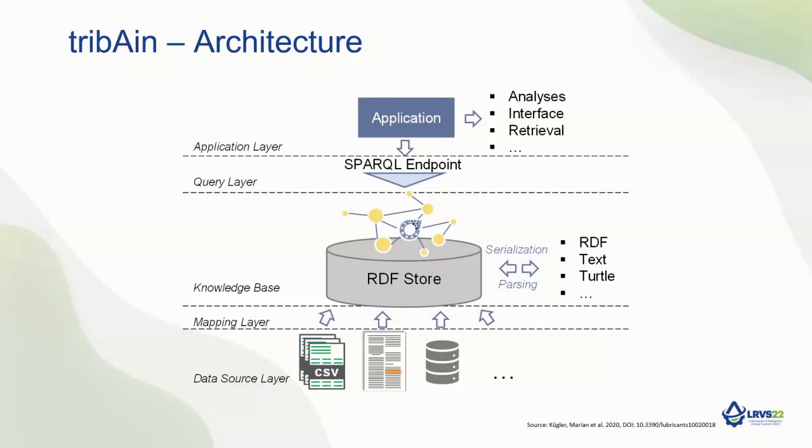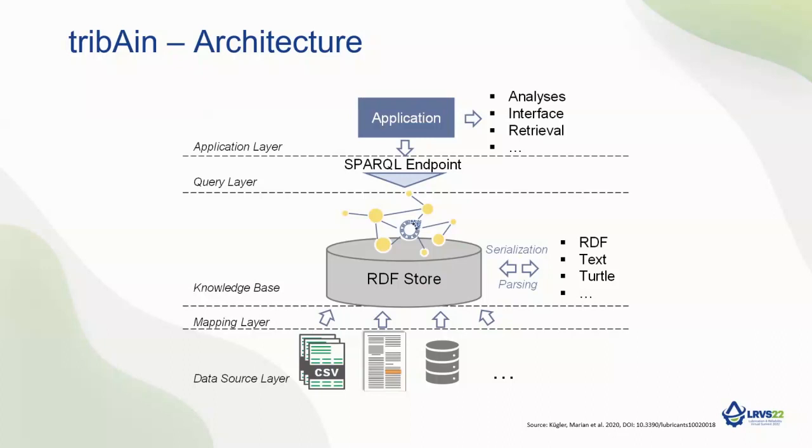The knowledge base itself consists of a triple store in Resource Description Framework, RDF, which stores data in triple format. This means data is stored in the form of subject, predicate, object, where subject and object do not necessarily have to be from the same source.